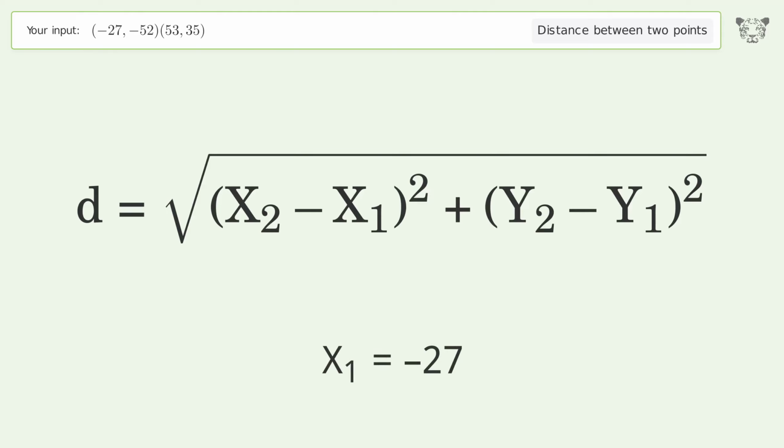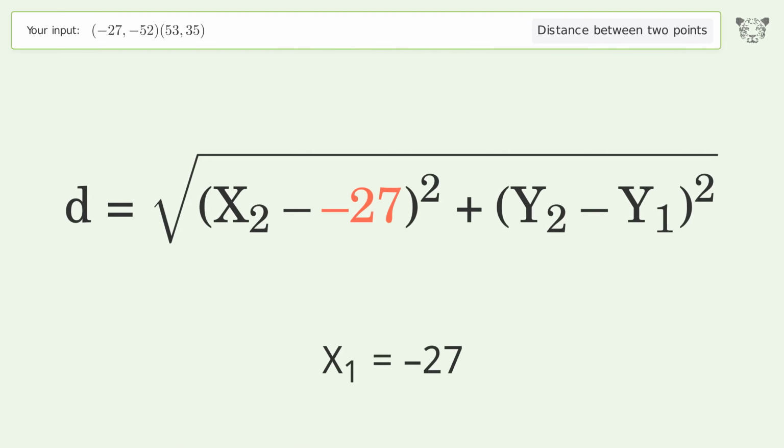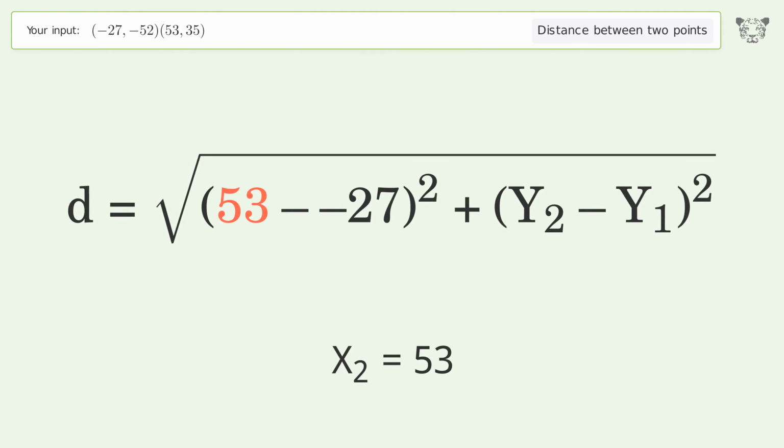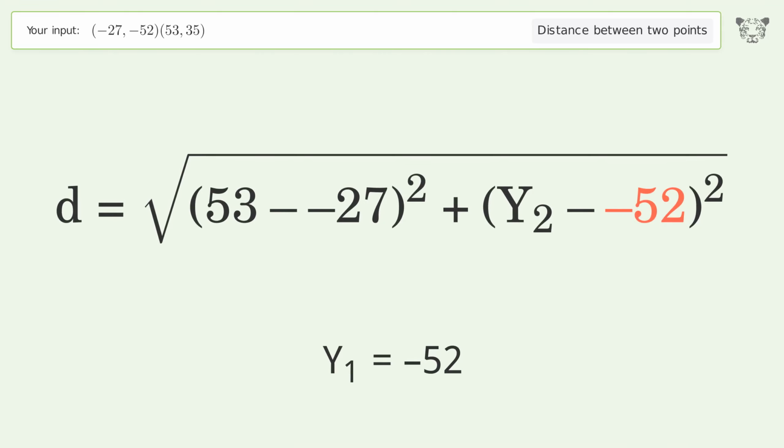x1 equals -27. x2 equals 53. y1 equals -52. y2 equals 35.